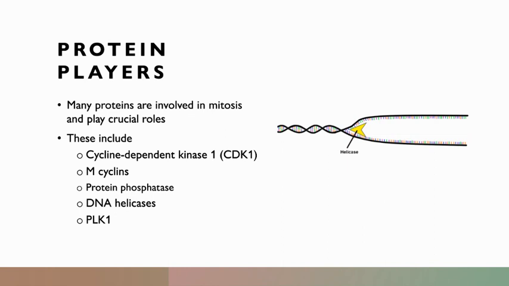M cyclin also helps promote events such as chromosome condensation and nuclear envelope dissolving. So as we've seen, these proteins are not one-hit wonders. They play many parts in the process of mitosis, so they're all very, very important.